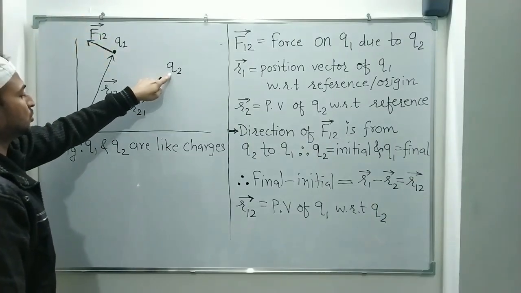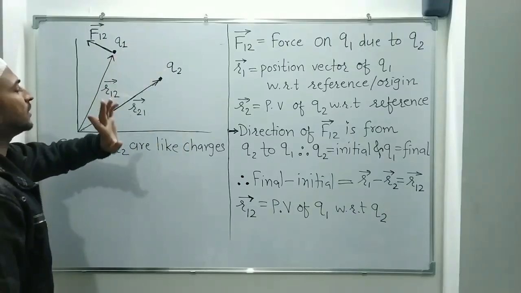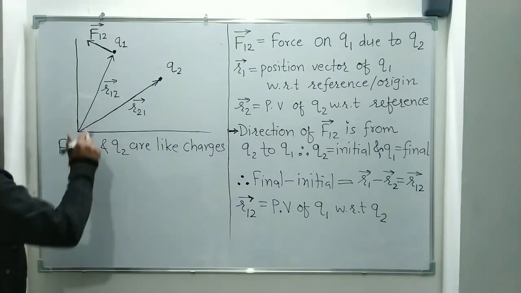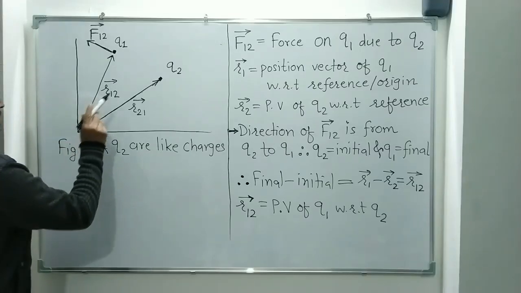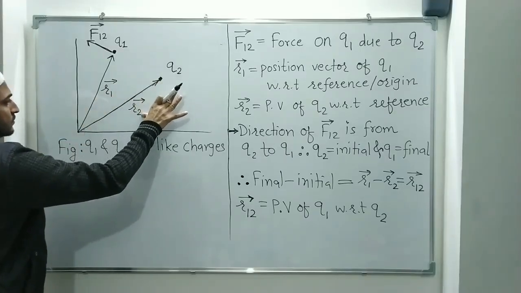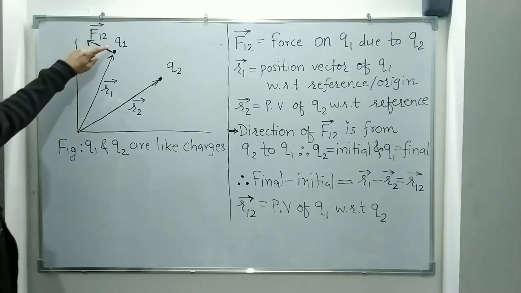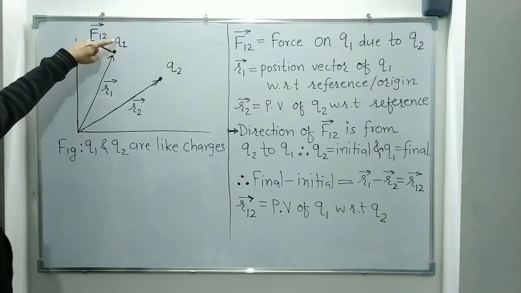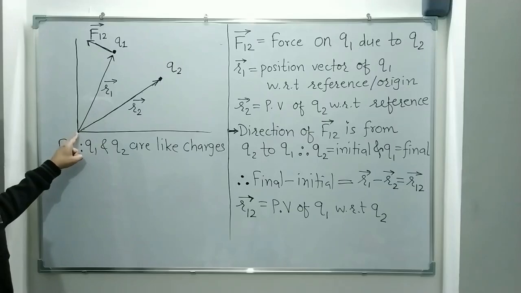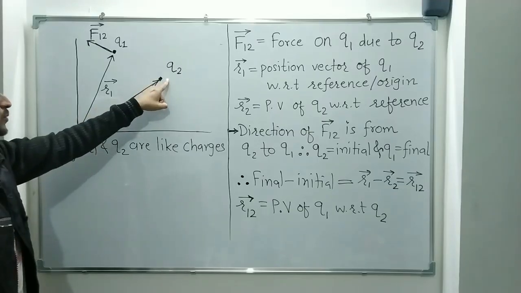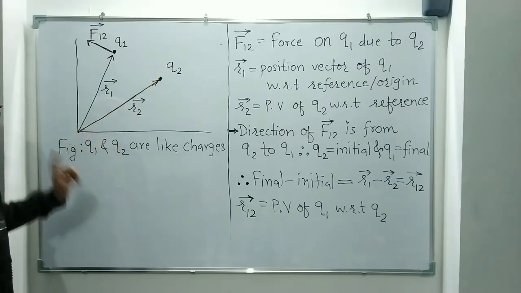Q1 and Q2 are two like charges. Both are positive or both are negative. So this is the origin, the reference. R1 vector starts from the origin to Q1; it is the position vector of Q1 with respect to the origin. R2 vector starts from the origin up to Q2. This is the position vector of Q2 with respect to the origin.